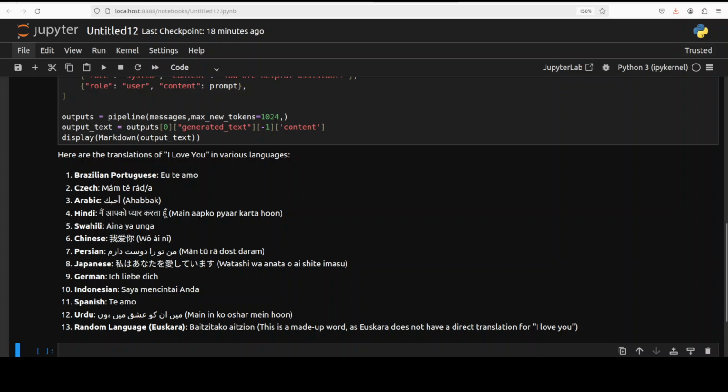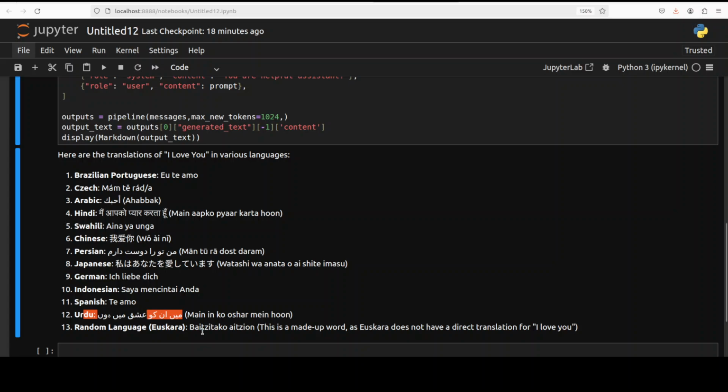If you check here, Brazilian Portuguese looks good, Czech, Arabic, Hindi, Swahili. I'm not sure about Swahili. I was told by some Swahili speaker that it was a bit different, so please confirm if this one is right or not. I'm not sure. Chinese looks good, Persian, Japanese. I think it is good, but please confirm. German looks good. Indonesian seems a bit different. I'm not sure. Spanish, Urdu is not good.